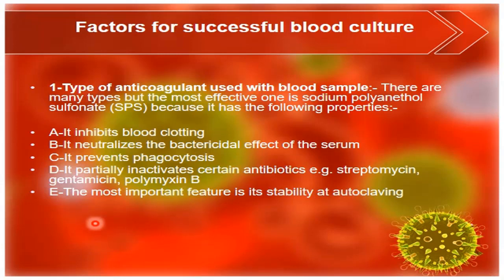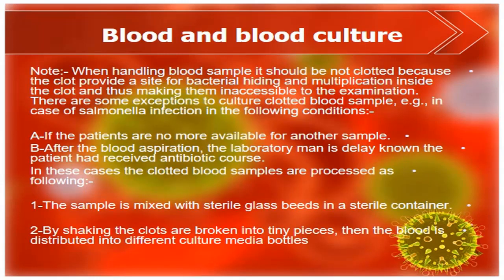All of these are the suitable factors for SPS to be the most common and successful anticoagulant used in blood culture. When handling a blood sample, it must not be clotted, because the clot provides a site for bacterial hiding and multiplication inside the clots, thus making them inaccessible to examination.